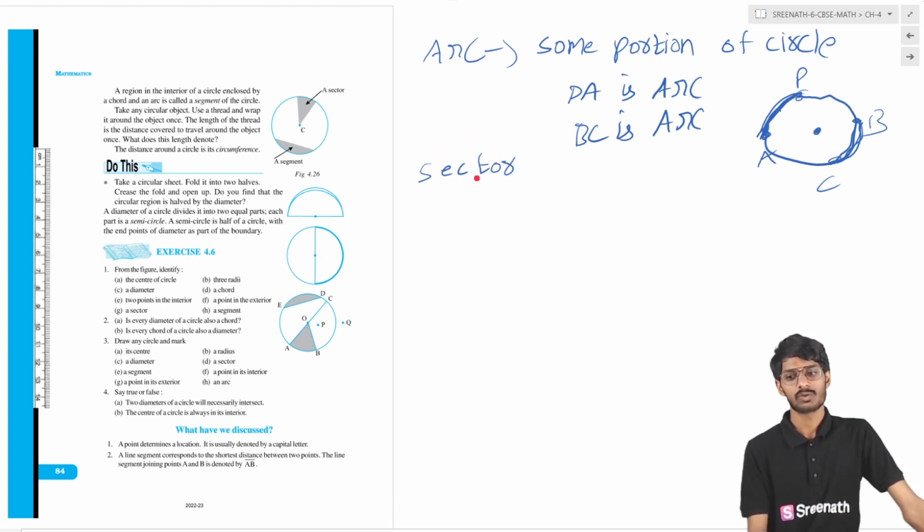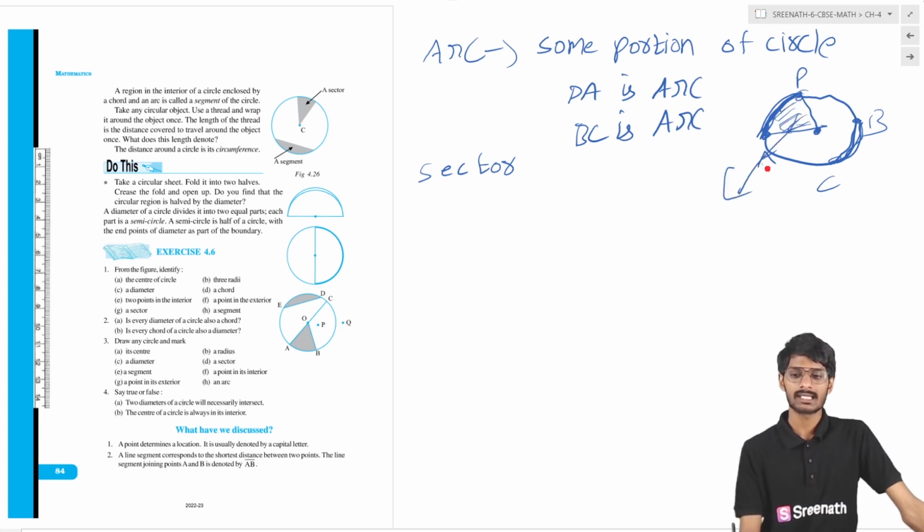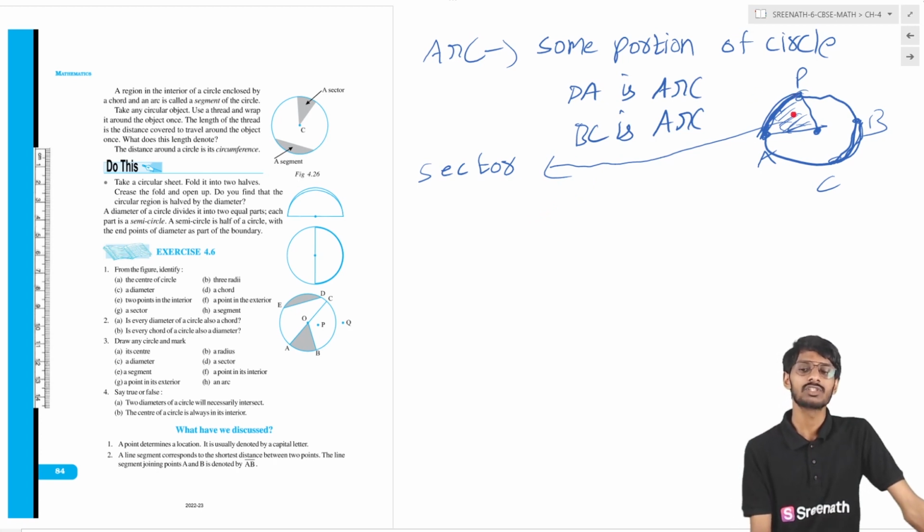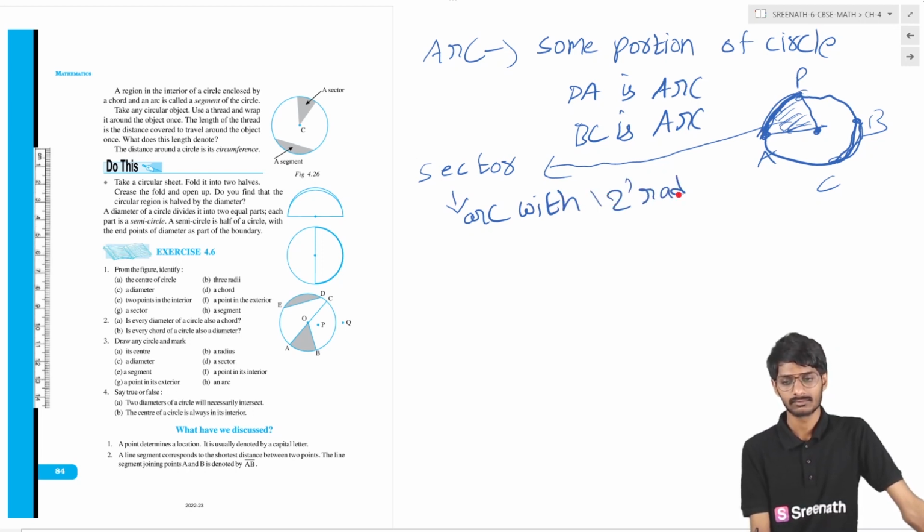And what is a sector? Suppose there is an arc whose endpoints are joined by two radii, then we call it a sector, students. So arc with two radii.